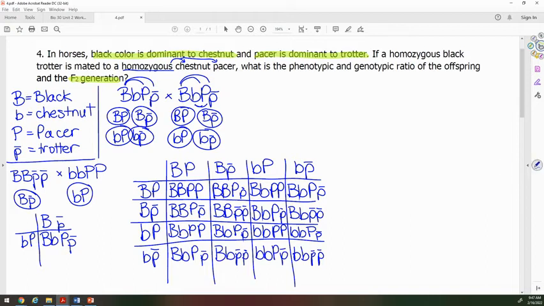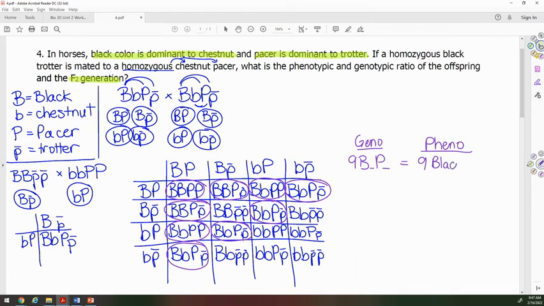Okay, now that we have all of the genotypes written, we're going to group them according to similar traits. So I'm starting with all of the genotypes that contain both dominant traits. And we see that there are 9 of them. 9 that contain both a big P and a big B. Phenotypically, those are all black and pacers, which are both dominant traits.